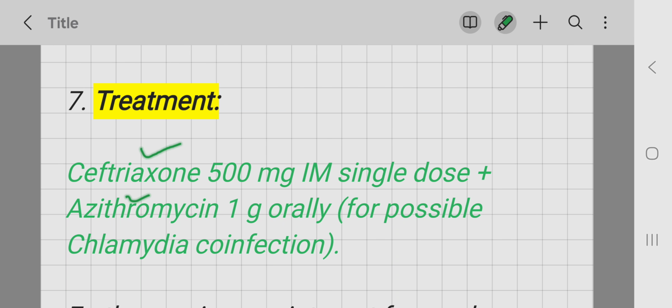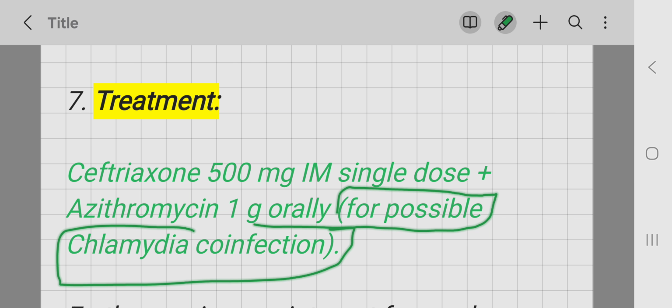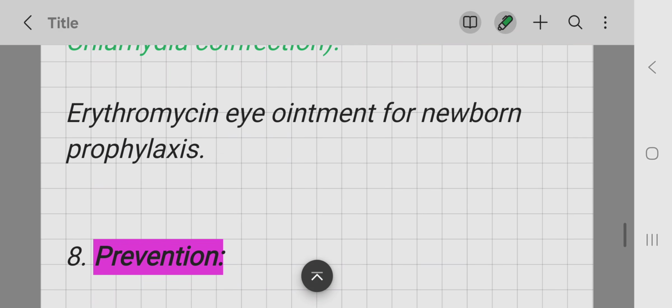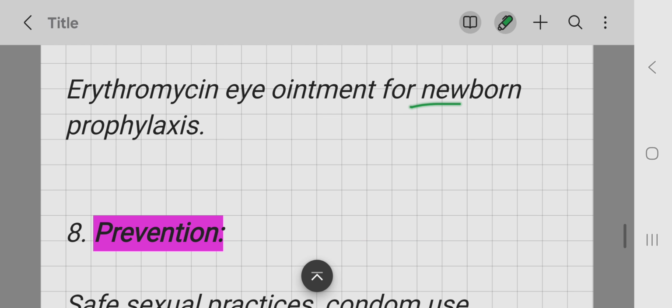Azithromycin not only augments the response of ceftriaxone but also helps in eradication of possible chlamydia co-infection, because chlamydia infection can also produce features like urethritis, cervicitis, and pelvic inflammatory disease. For newborns, you can use erythromycin ointment.